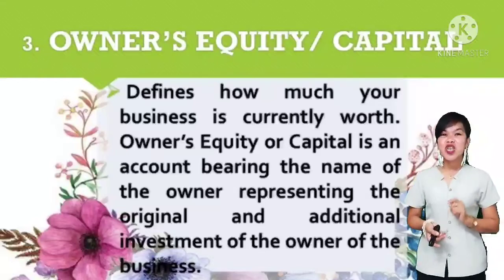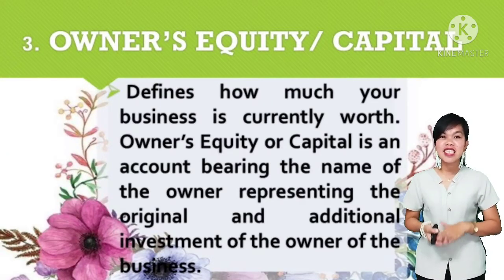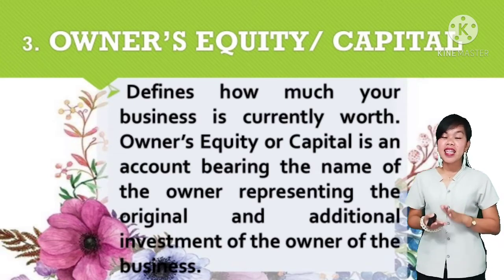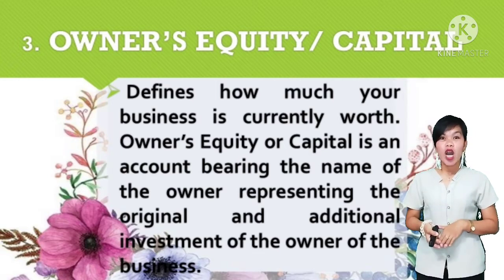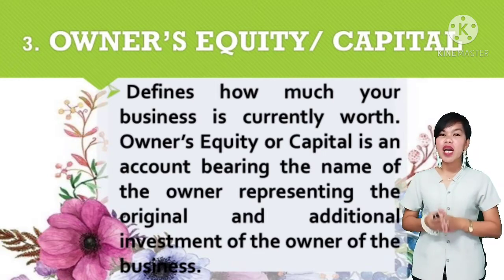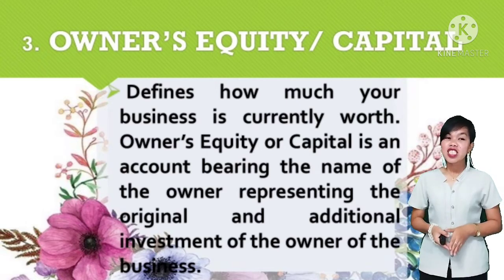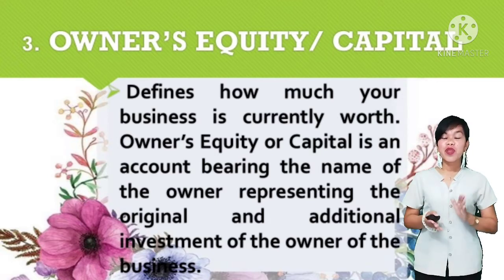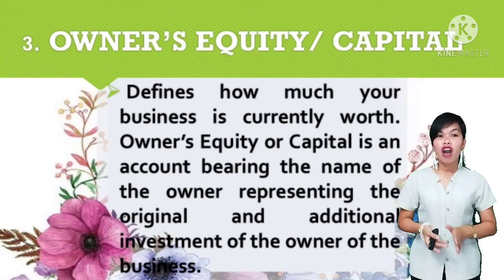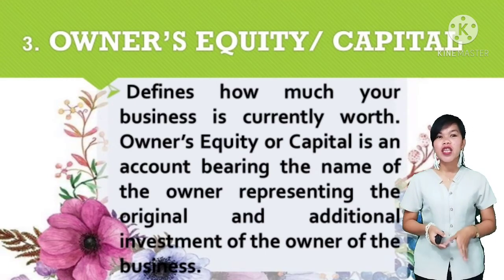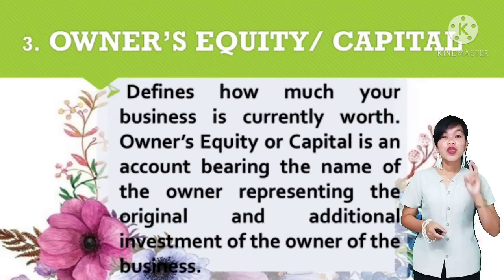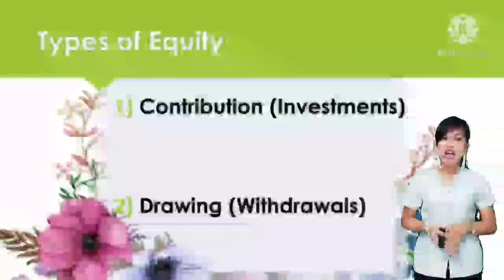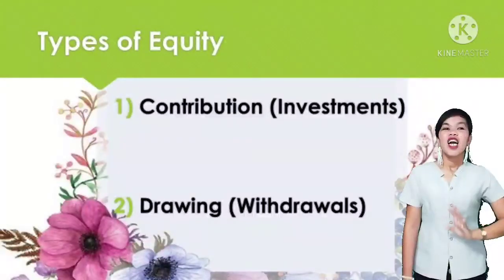It is increased by the amount of net income earned during the year and decreased by the cash or other assets withdrawn by the owner, as well as the net loss incurred during the year. Drawing represents the withdrawals made by the owner of the business in cash or other assets. There are two types of equity: contribution or investment, and drawing or withdrawals.